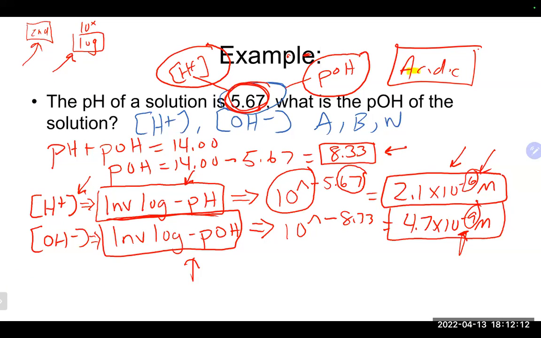So we want to know if it was acidic. This would be the H plus concentration. That would be the OH minus concentration. That would be the pOH. So those are the four things that we were looking for. Other questions?